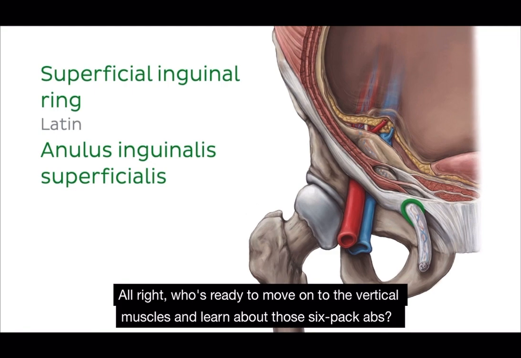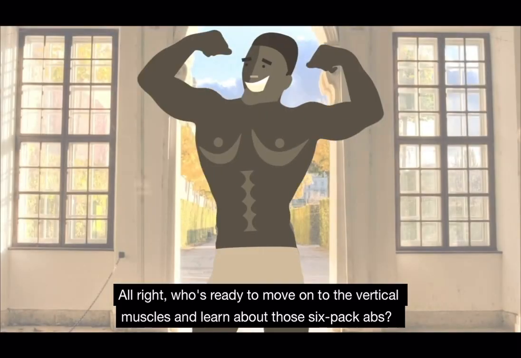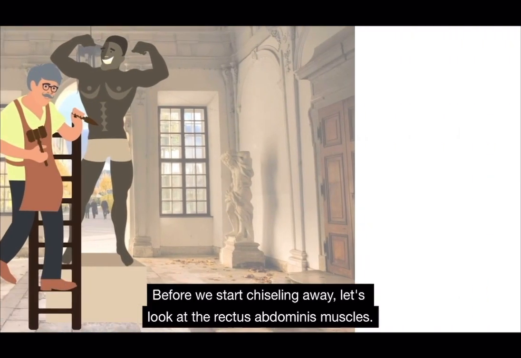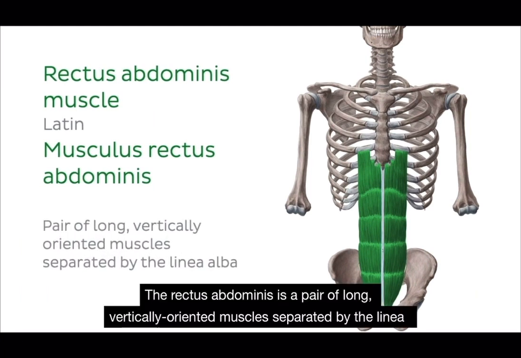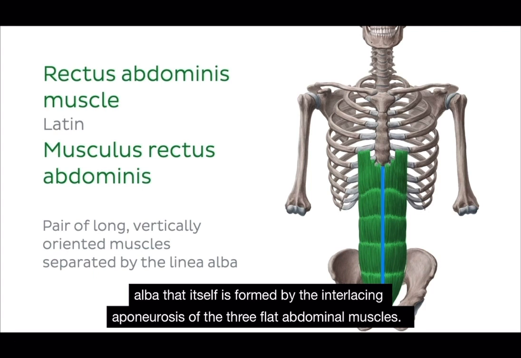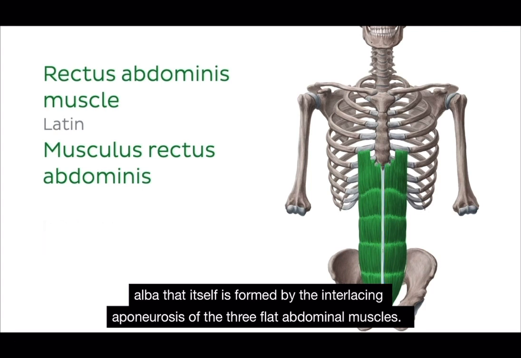All right, who's ready to move on to the vertical muscles and learn about those six-pack abs? Before we start chiseling away, let's look at the rectus abdominis muscles. The rectus abdominis is a pair of long, vertically oriented muscles separated by the linea alba that itself is formed by the interlacing aponeuroses of the three flat abdominal muscles.